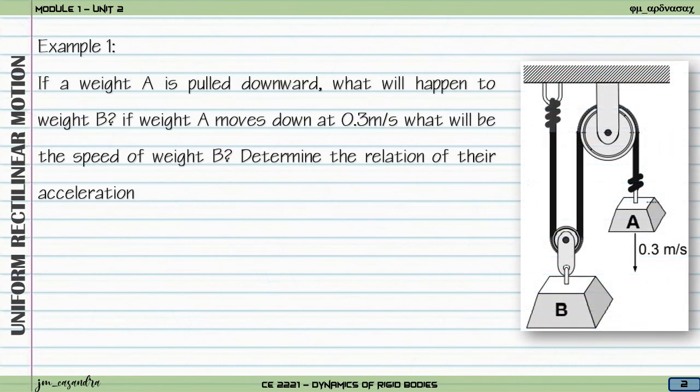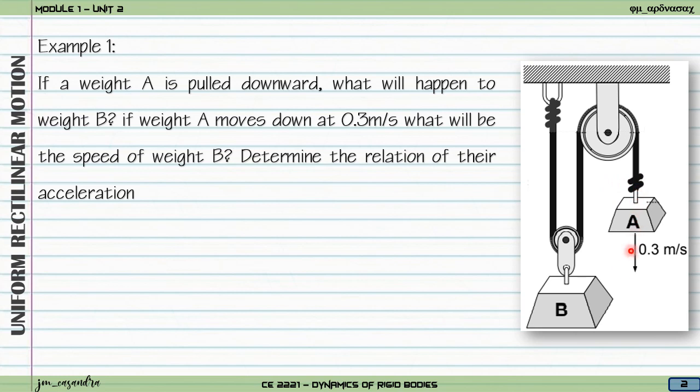Given the figure on this side, if weight A will be pulled downwards at a speed of 0.3 meters per second, what will happen to weight B? Meaning, will it move up or will it move down? And given the speed of A, what will be the speed of B? Likewise, determine the relation of their accelerations.